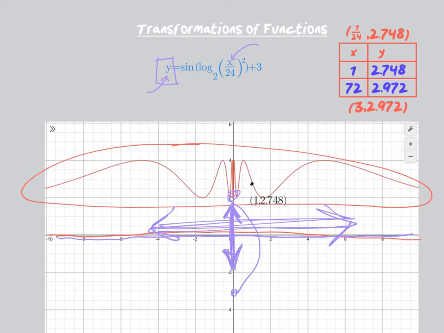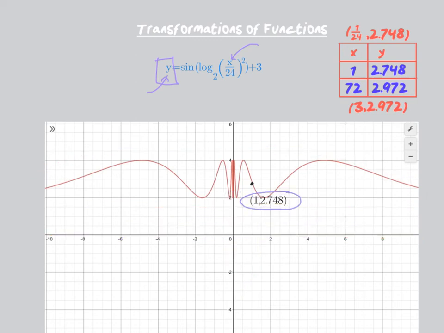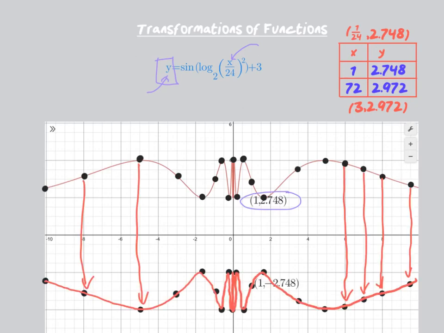Well, instead of 1 comma 2.748, that'll just end up being 1 comma negative 2.748. Every value on this thing will just become the negative of itself, right? If we had a negative number, that would reflect upward onto the positive. But it's the y value that changes from negative to positive or positive to negative. Pause the video if you think you know how you can modify this equation to make it the reflection in the x-axis, and come back to see if you got it right.